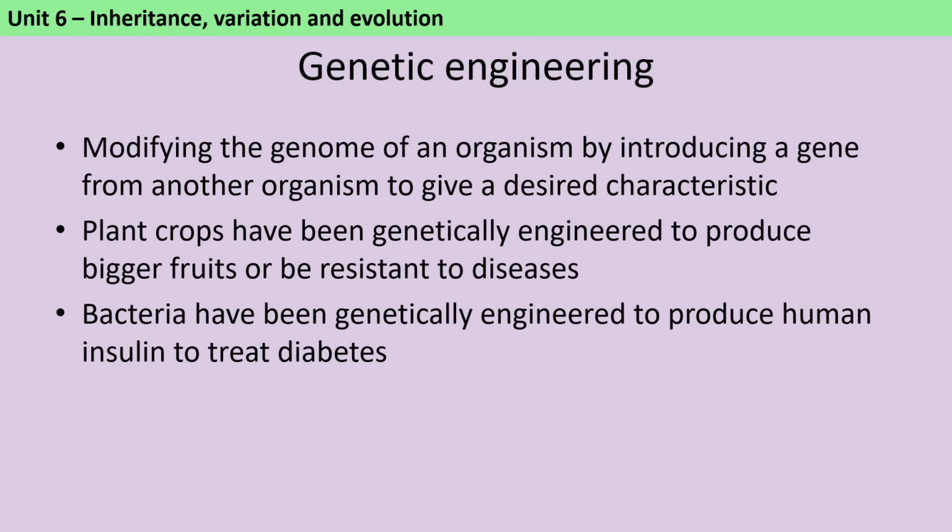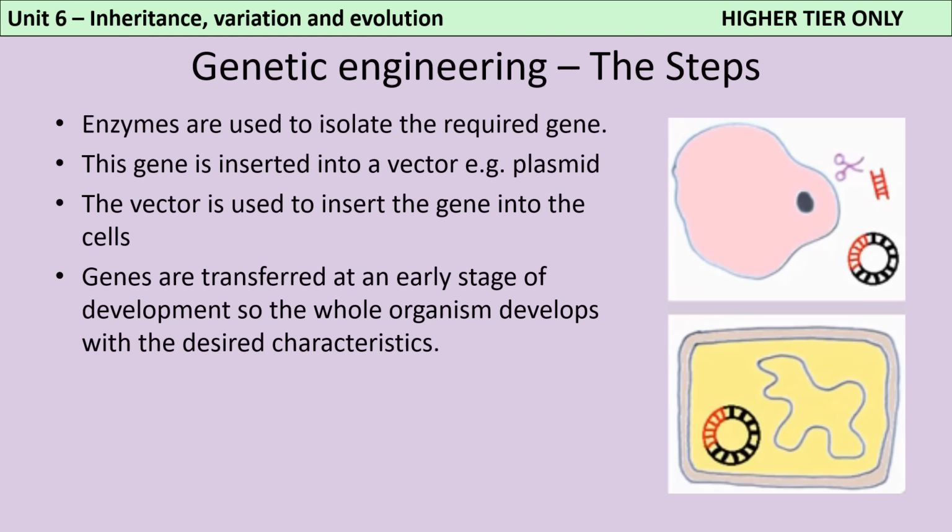Plants have been genetically engineered to make bigger fruits, but also to be resistant to different diseases where that particular species isn't currently resistant at all. It's also been used for things like genetically engineering bacteria to make human insulin, and this is really important for treating diabetics who need a constant supply of insulin. If you're taking higher tier, you need to be able to describe how this process is done.